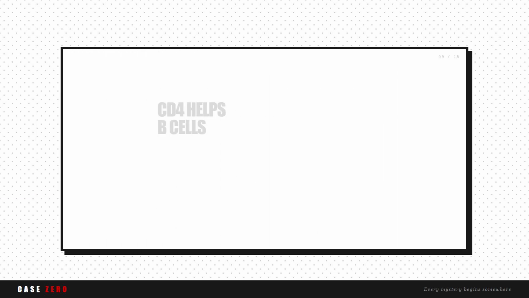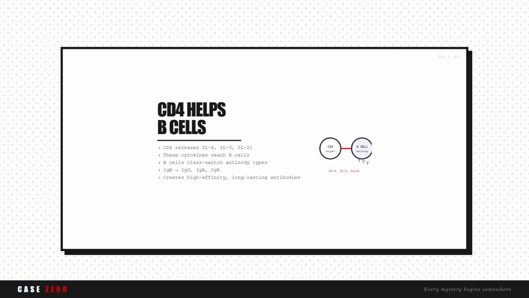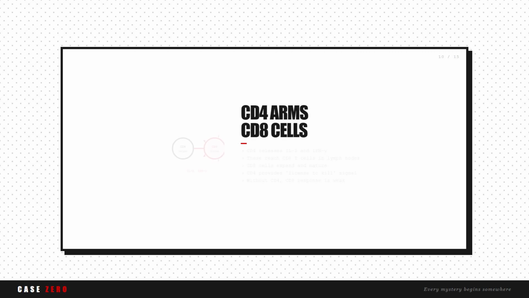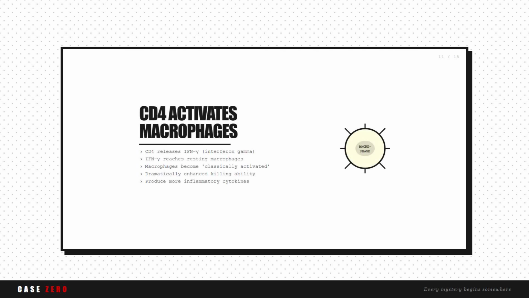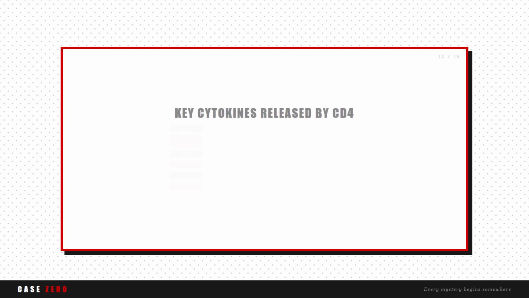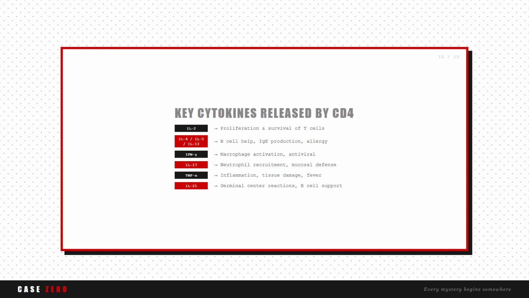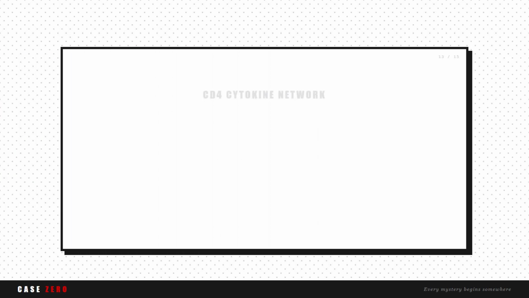Interleukin-2 drives T cell proliferation, expanding both CD4 and CD8 populations rapidly. Interferon gamma activates macrophages, significantly enhancing their phagocytic and antimicrobial capacity. Interleukin-4 and interleukin-5 support B cell differentiation, proliferation, and antibody class switching, directing which immunoglobulin type is produced. CD4 cells also provide direct co-stimulatory signals to CD8 T cells.